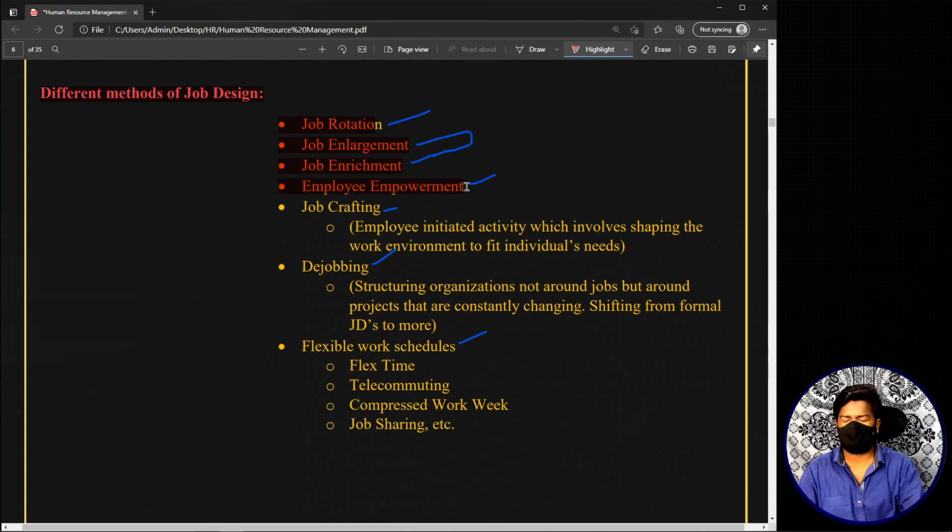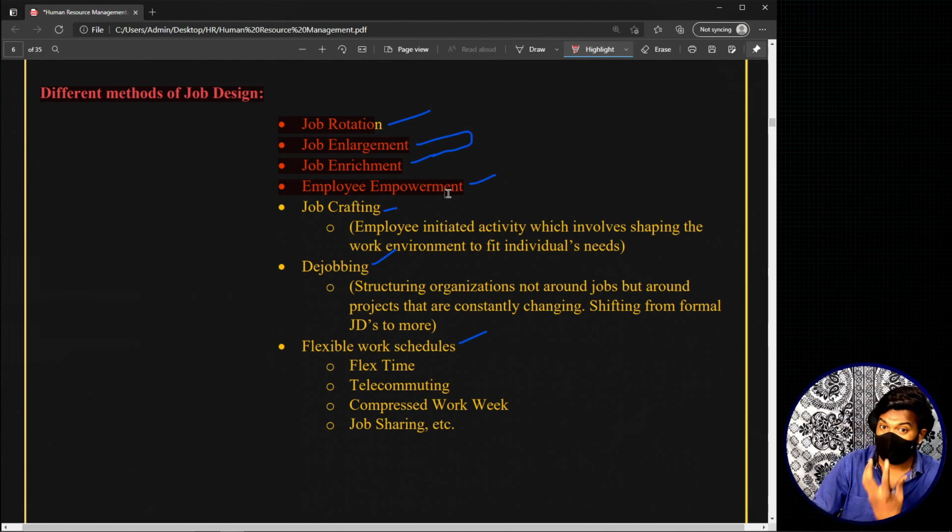Employee empowerment is just like giving the employee the authority to take his own decisions. That means it's a kind of decentralization. Okay, that means you're empowering the employees in taking their own decisions, being responsible for their own actions and all these things. This is also a kind of job design. That means here also you're basically restructuring the way a job used to function, right? So that is employee empowerment.